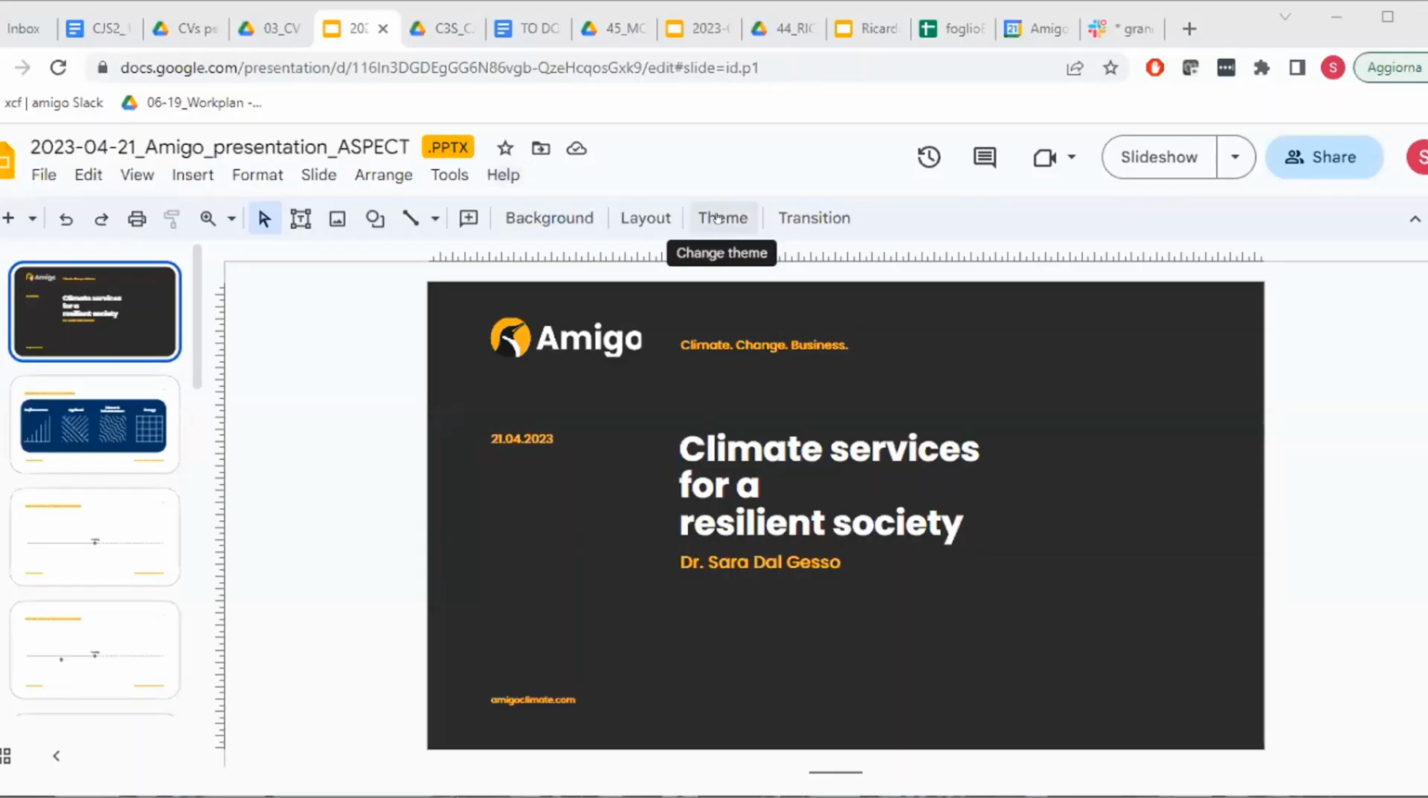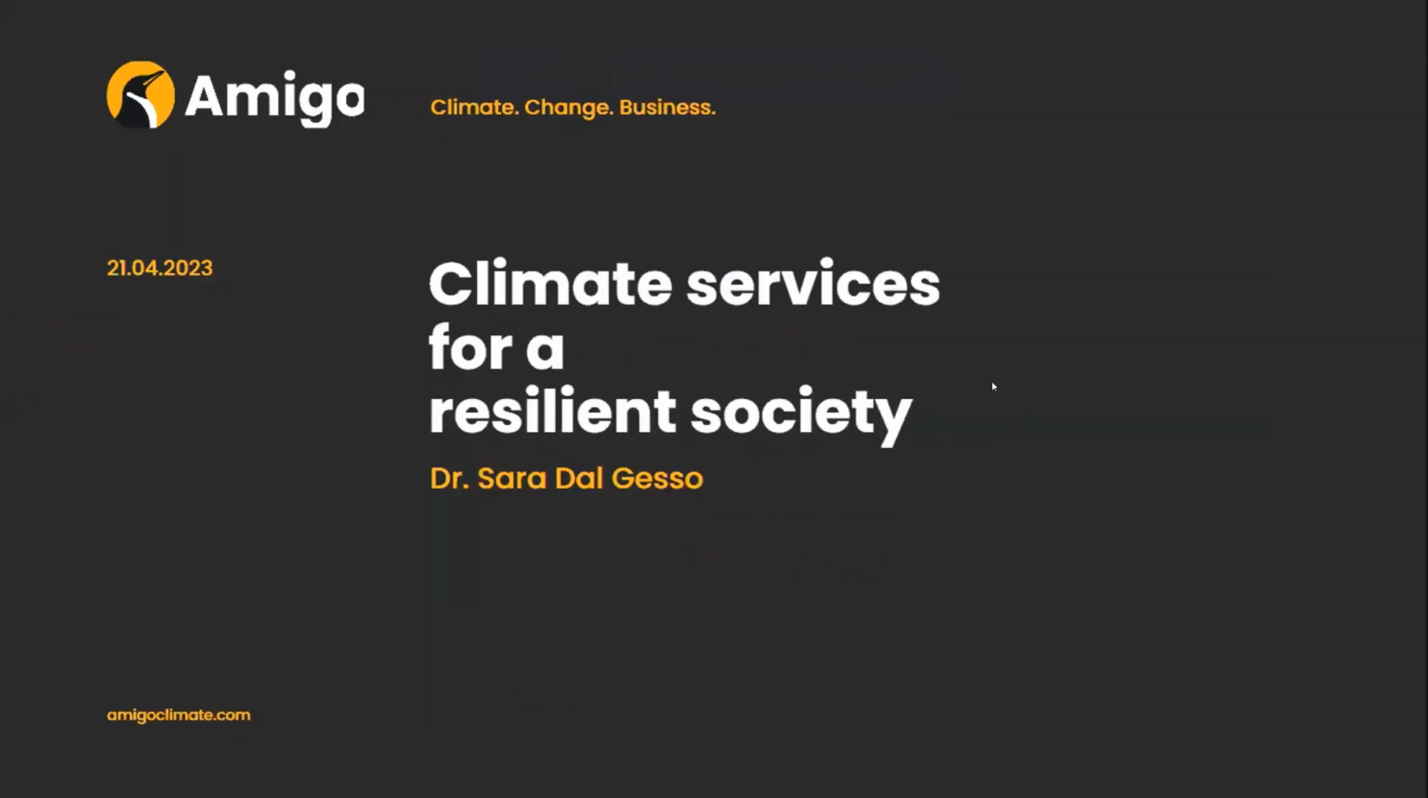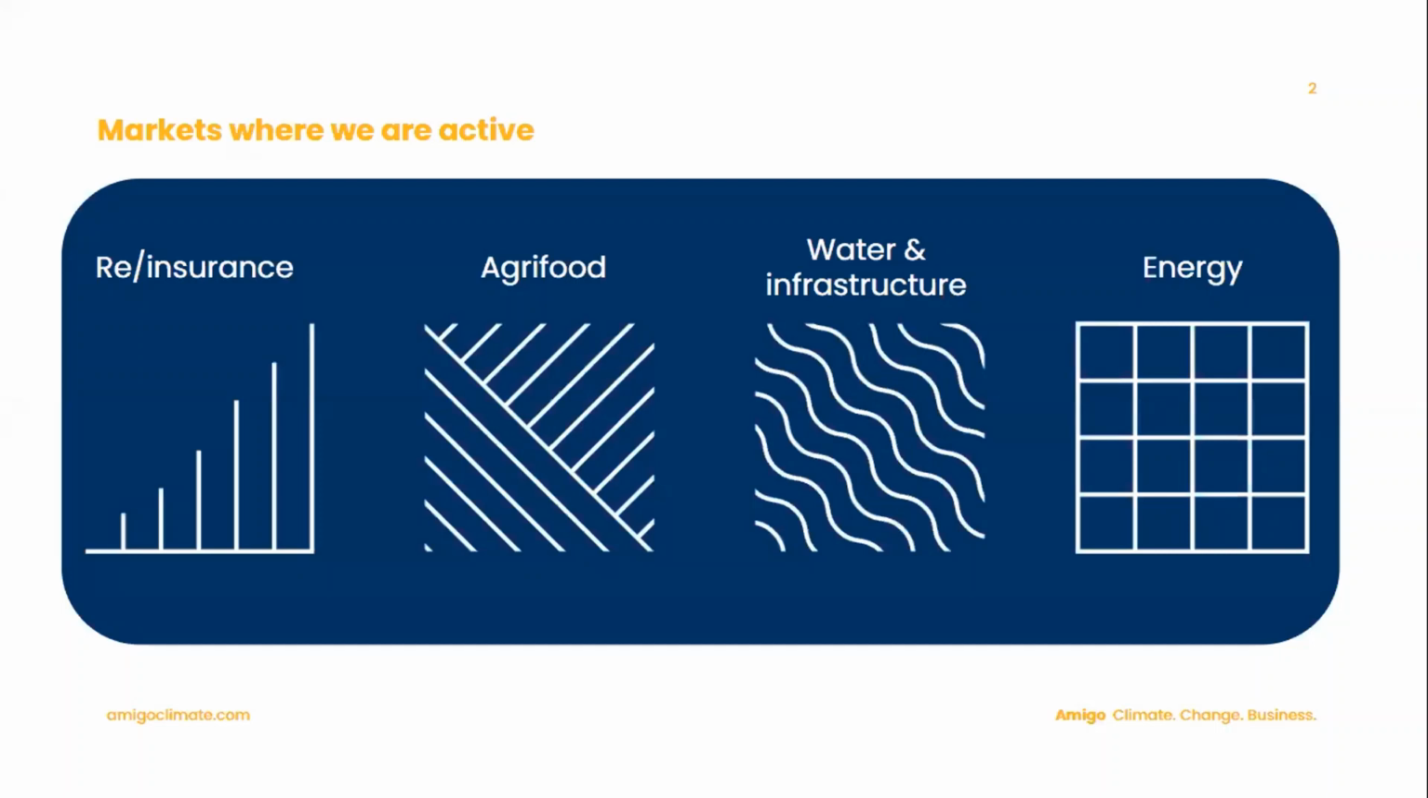Thank you, Yaro. Thank you, everybody. I'm going to share a couple of slides to present Amigo, an SME based in Rome, Italy. Our mission is to co-design with users climate services for a resilient society. We actually work on different sectors. We're active in the sector of reinsurance and insurance, agri-food, water and infrastructure, and energy.